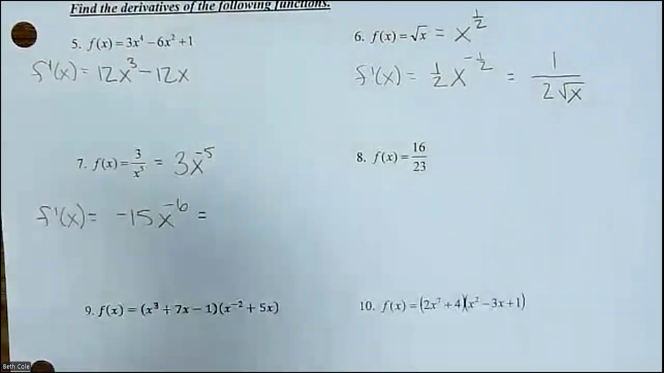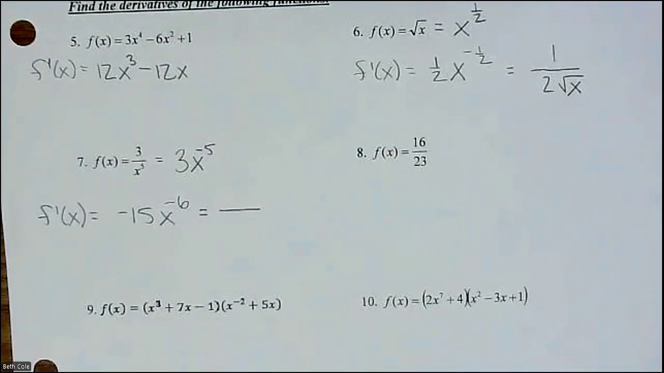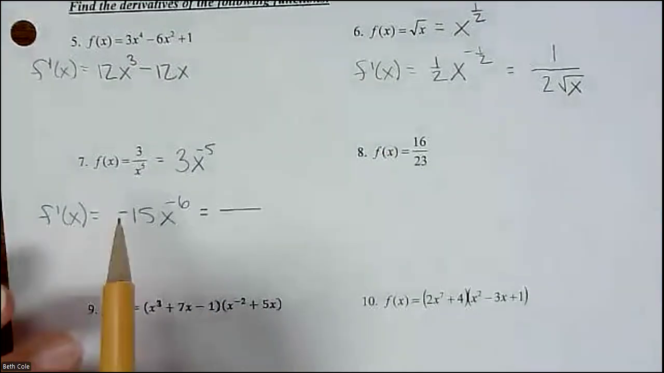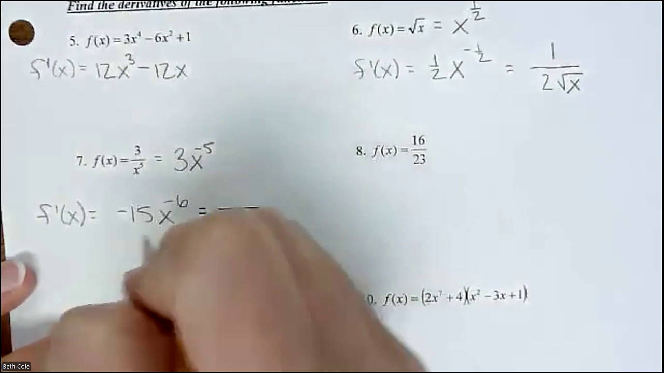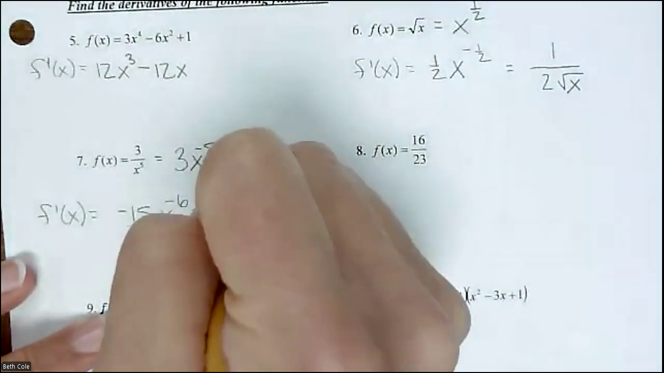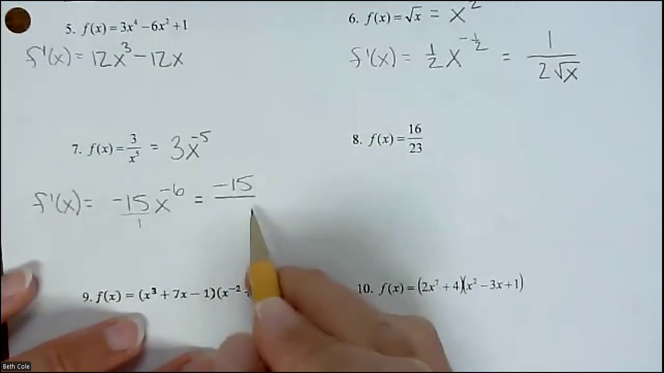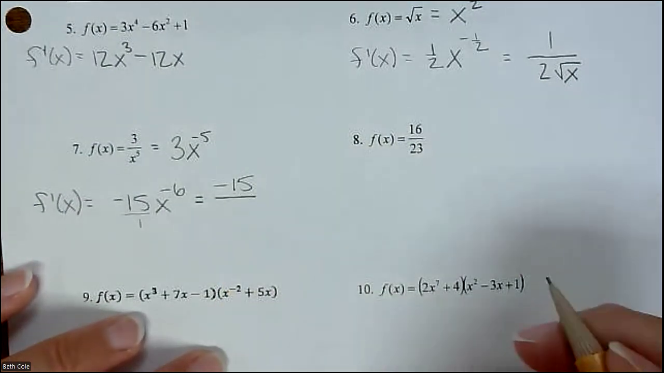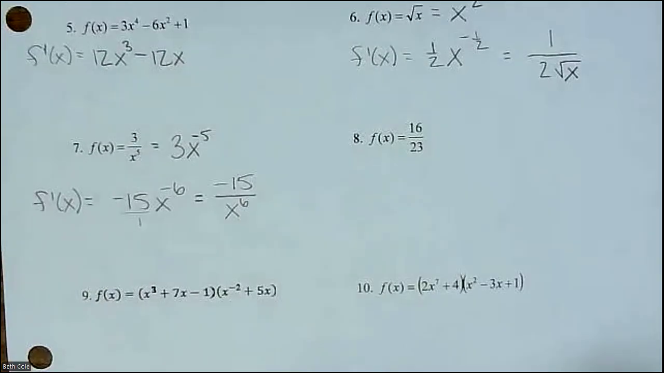Now we're going to rewrite that. Again, I'm going to draw a line in the sand. We're going to decide what goes where. Where does the -15 go? Well, it's just a coefficient though. So you can think of it as -15/1. The -15 is going to go up top. And then what's going to go in the denominator? Well, x to the 6. Good, perfect.